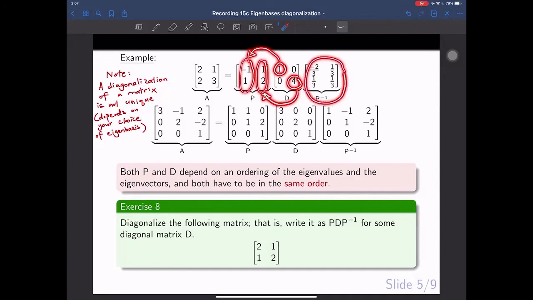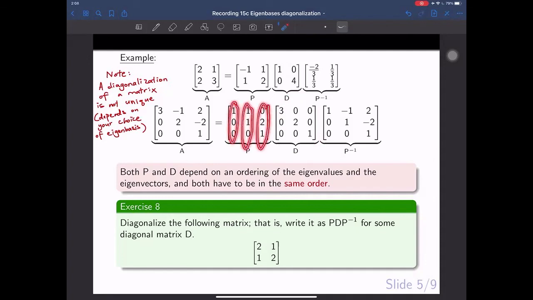And this matrix is just the inverse of P. This is another example where I have a 3 by 3 matrix. I find all of the eigenvalues. This matrix has 3 distinct eigenvalues. So without even finding an eigenbasis, I know that the matrix does have an eigenbasis. And one possible eigenbasis would be if I take the set of these 3 vectors.